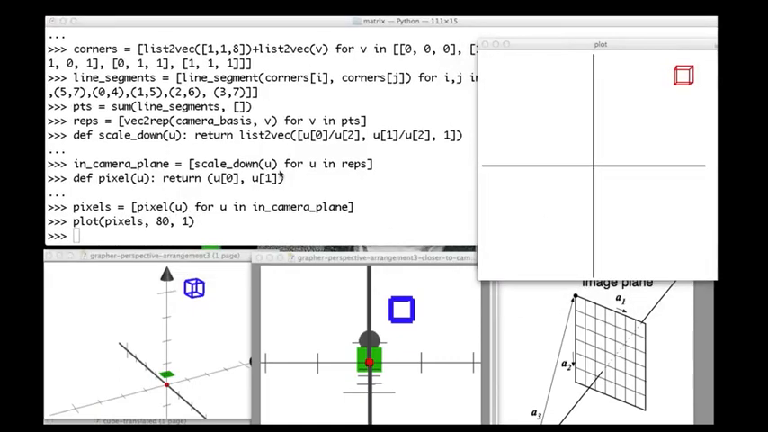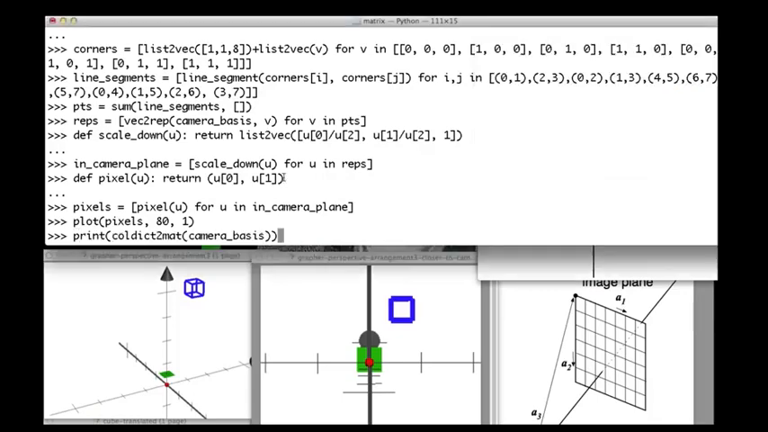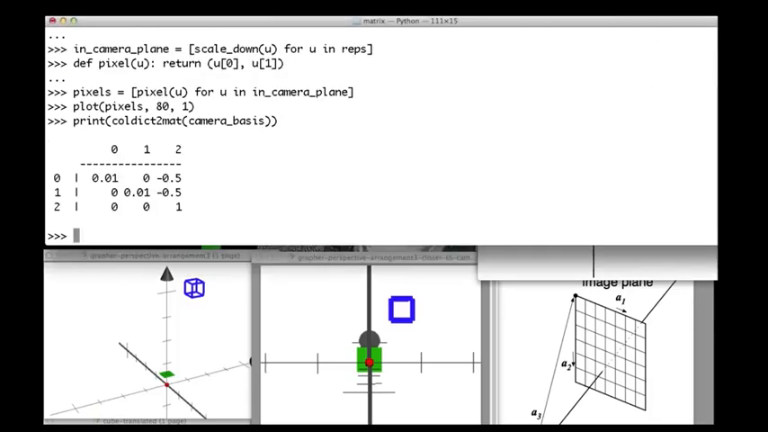I want to draw your attention to one step in this process, finding the coordinate representation of the cube points with respect to the camera basis. We used vector rep, but we could have done it using matrix multiplication. Here's the matrix whose columns are the vectors of the camera basis. If we were to multiply this matrix by the coordinate representation of a point in terms of the camera basis, we would get back the point represented in world coordinates. To go the other way, from world coordinates to camera coordinates, we use the matrix inverse.